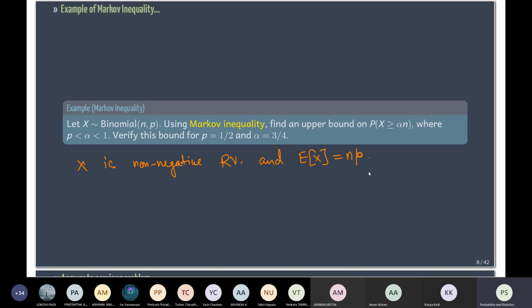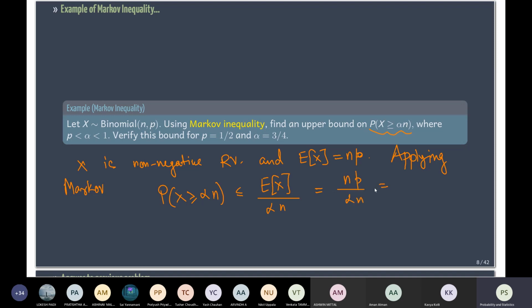Okay, so we can apply the Markov directly now. Applying Markov, we obtain the probability that x is greater than or equal to alpha n, which is the quantity we were asked to find a bound on. This will be expectation of x divided by alpha n, that's the Markov. And expectation of x is np, so np by alpha n. So n goes away, so p by alpha. Okay, that's the upper bound.